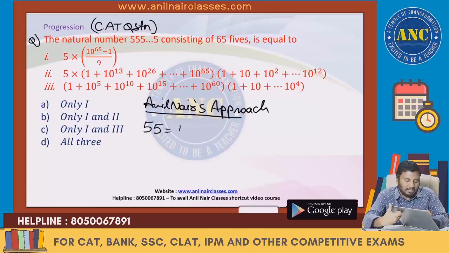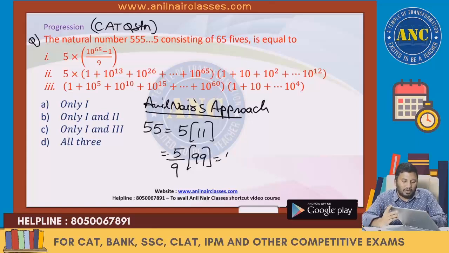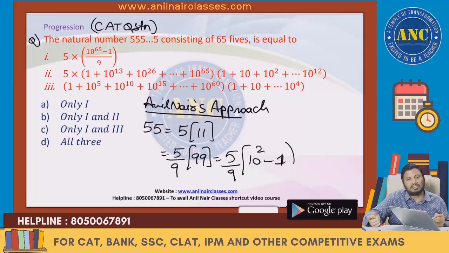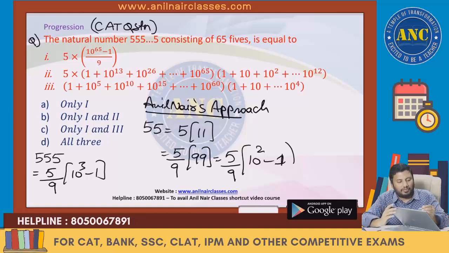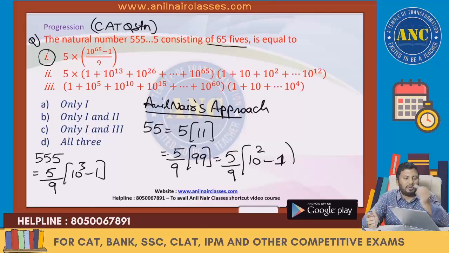55 is there. This is nothing but 5 into 11. This is nothing but 5 by 9 into 99. This is nothing but 5 by 9 into 10 square minus 1. Am I right? 55 is there. It is 5 by 9 into 10 square minus 1. If 555 is there, it is nothing but 5 by 9 into 10 cube minus 1. So, if 3 5s are there, 10 cube minus 1. If 65 5s are there, 5 into 10 power 65 minus 1 by 9. 1 is definitely right.